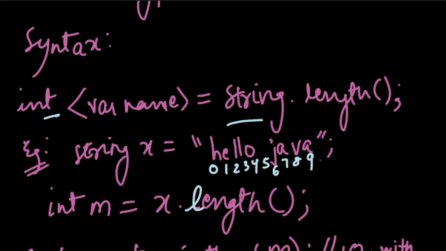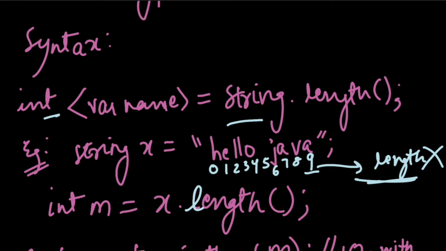Okay, now this is not the length. What is this? This is the index value. Many people make this mistake also. When they're asked this as an output question, they write 9.